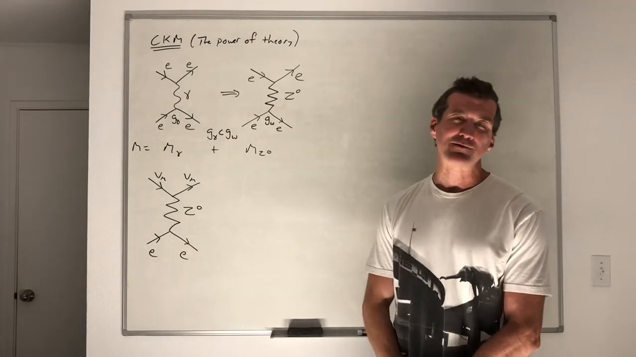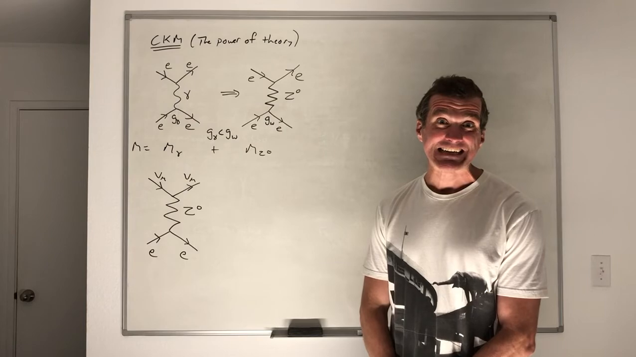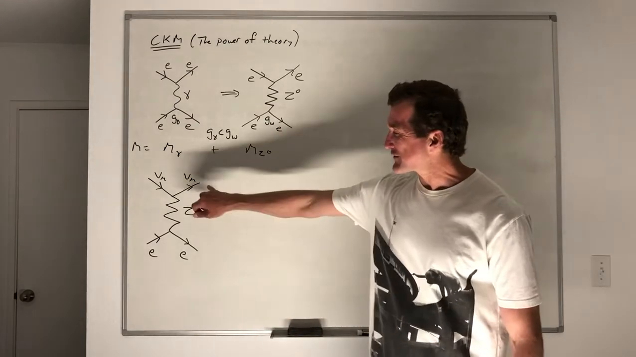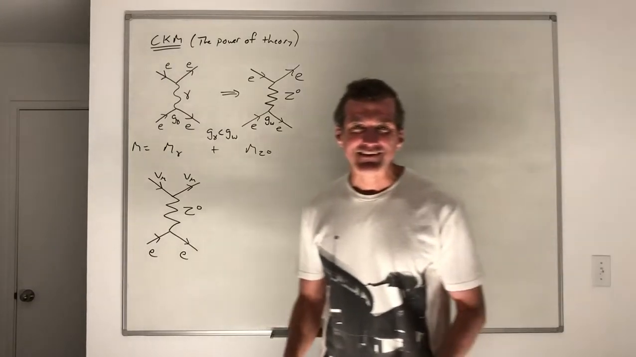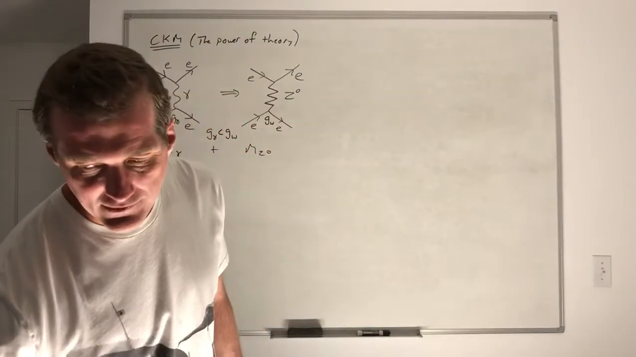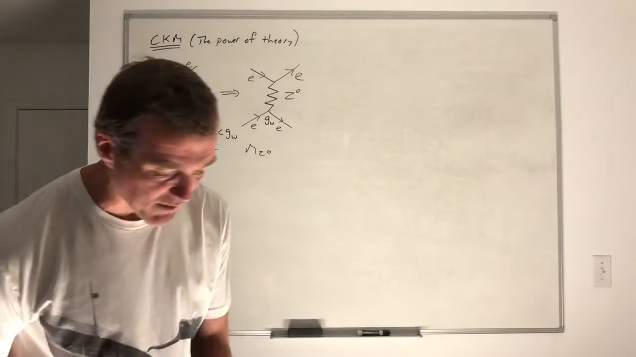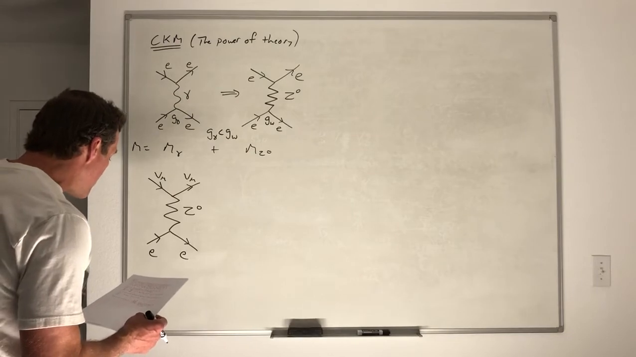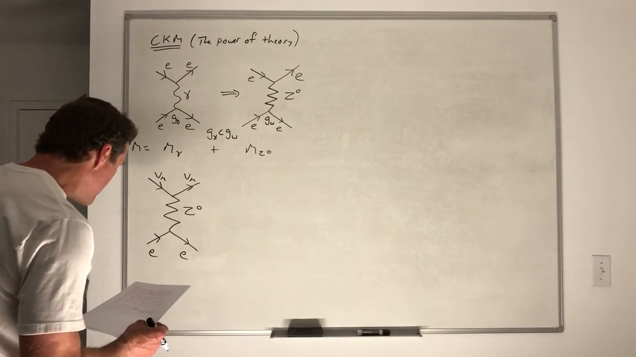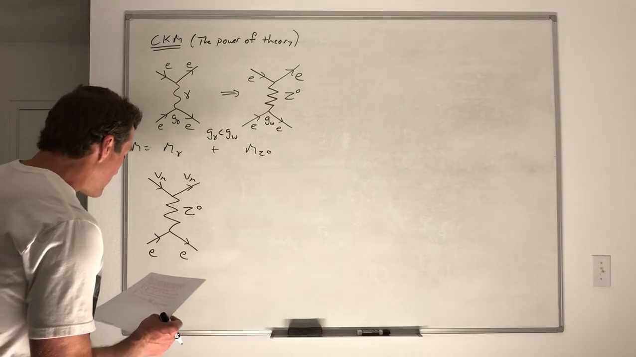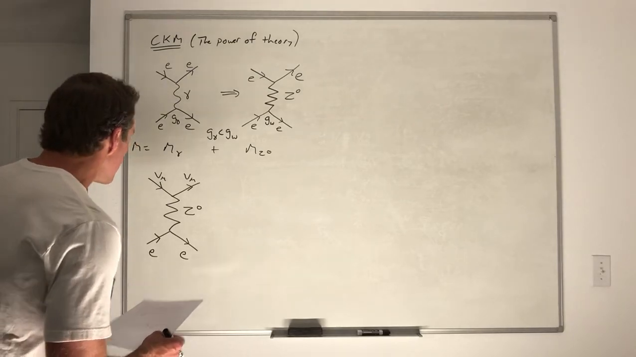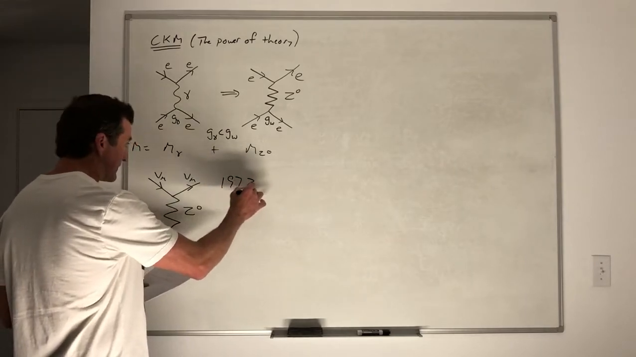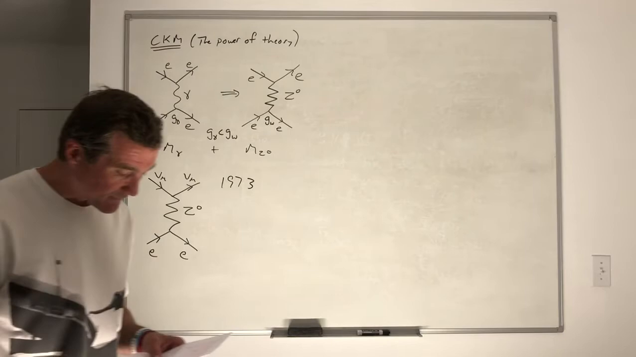How easy do you think that experiment is? It's ridiculously hard. The neutrinos barely interact at all. Hopefully you've read or heard a little bit about the neutrino experiments, but they're just notoriously crazy. Okay, so by the way, this was actually detected in 1973 at CERN.